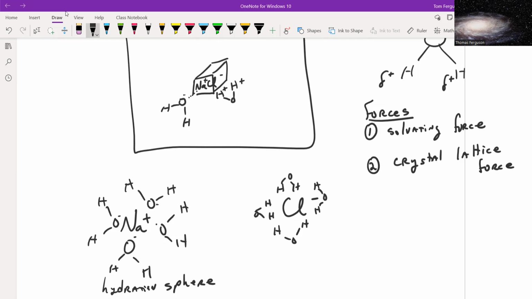And think about sand and salt. Sand's got a very high crystal lattice force because it doesn't dissolve in water, whereas salt dissolves very readily. So it has a very strong solvating force. Solvating force is a function of temperature. The higher the temperature, the stronger the force. So if the salt doesn't dissolve, you heat the water up and guess what? It dissolves, because the solvating force increases with heat. So that's basically what I wanted for this answer.